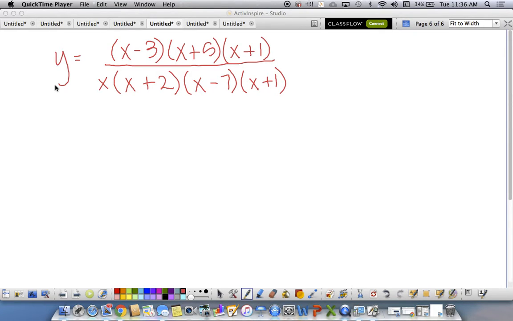These are the zeros of the function. The bottom, these are the asymptotes of the functions. So I'm just going to put A for asymptote and then a Z for 0. Okay? Gotcha. So we know it's 3, -5, and -1. So we're going to make our graph.